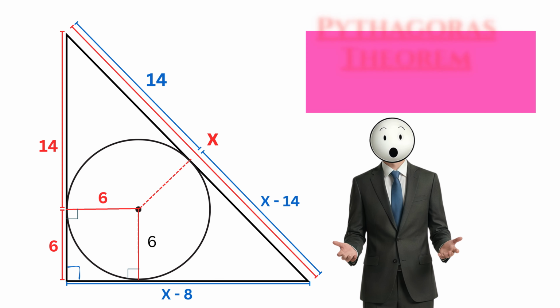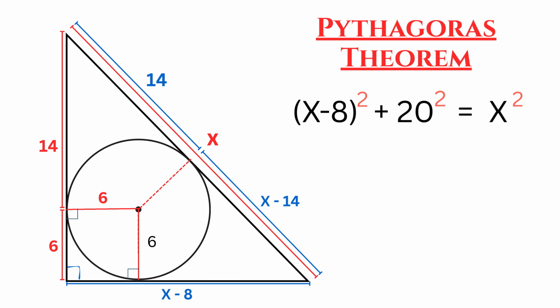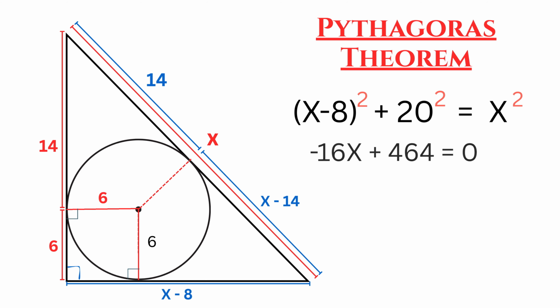Finally, we apply the Pythagorean theorem to the entire triangle. (x minus 8) squared plus 20 squared equals x squared. Let's expand the brackets. x squared minus 16x plus 64 plus 400 equals x squared. Notice that x squared is on both sides, so they simply cancel each other out. We're left with negative 16x plus 464 equals 0. Moving terms around, we get 16x equals 464.